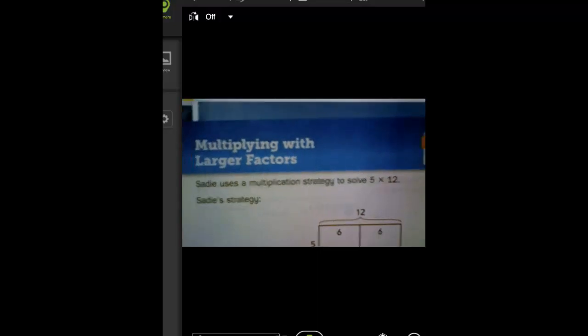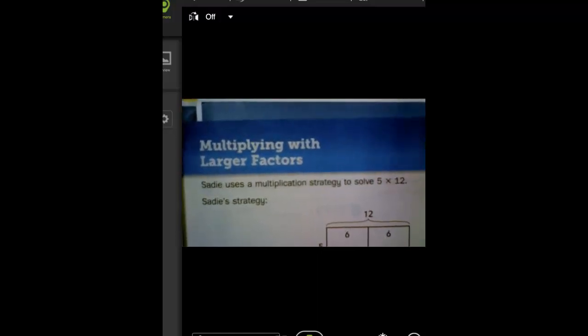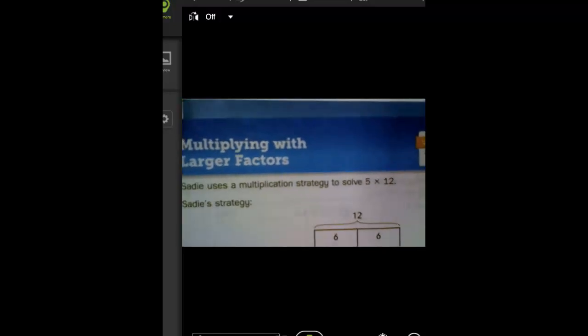Hi, third graders. I am on page 203 in your math journal. It is called Multiplying with Larger Factors. So could you please make sure that you are on page 203 with me? If you need to pause the video, go ahead.